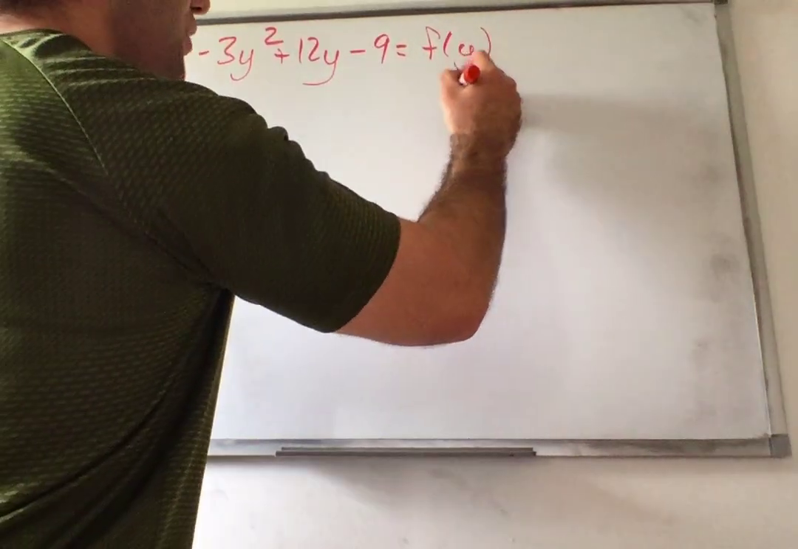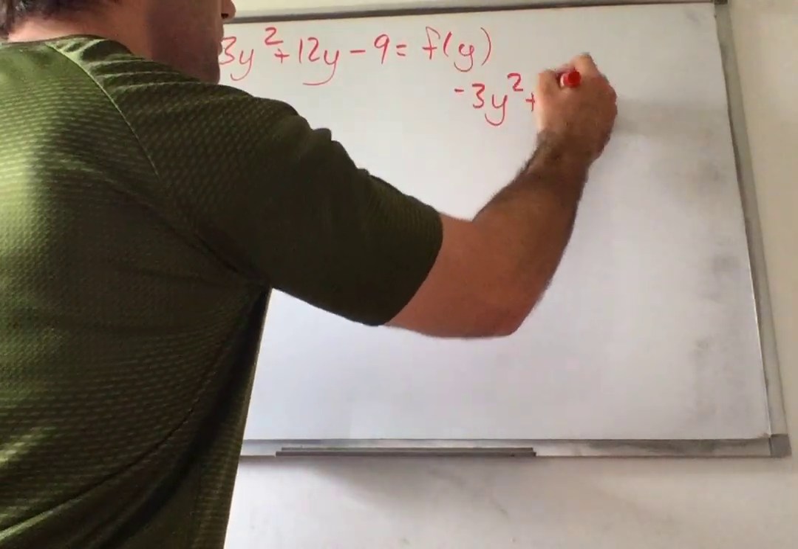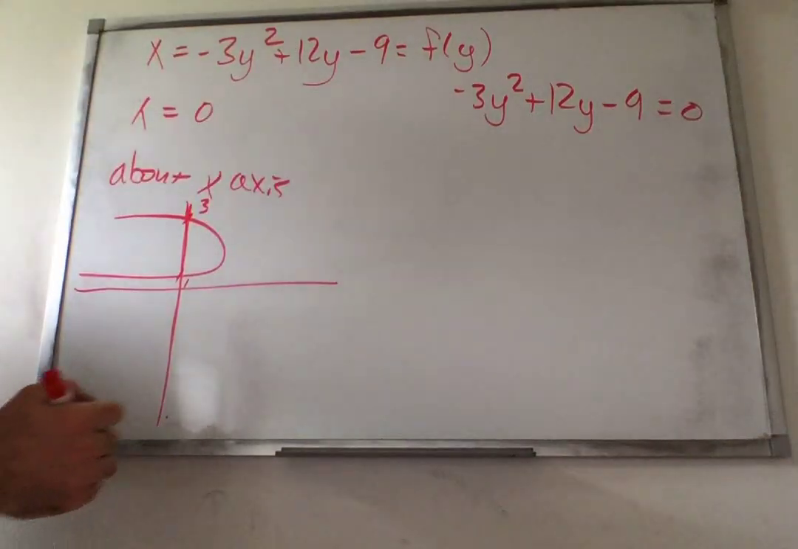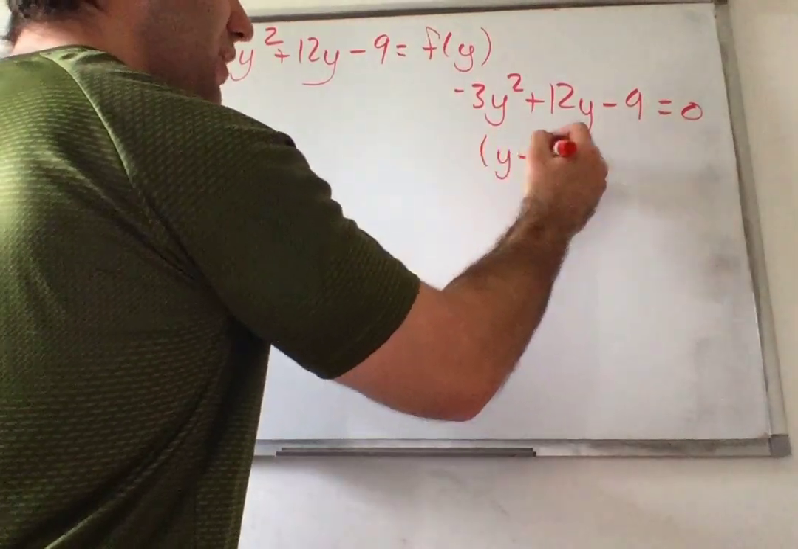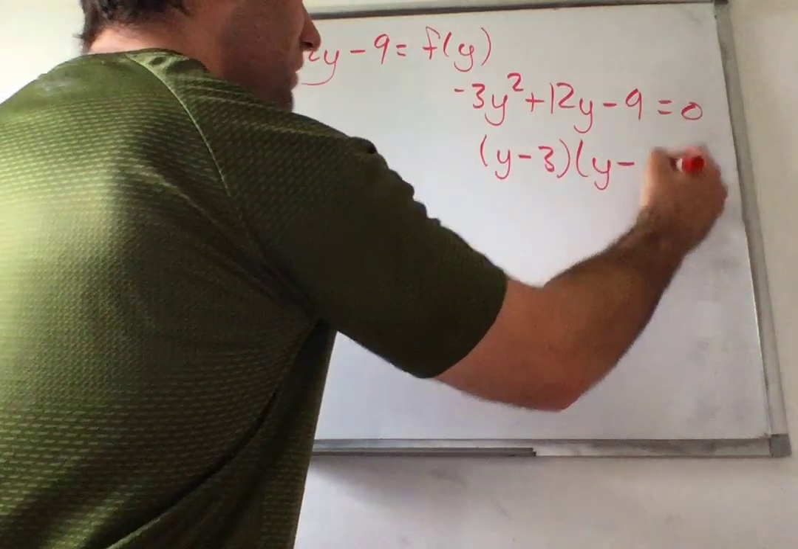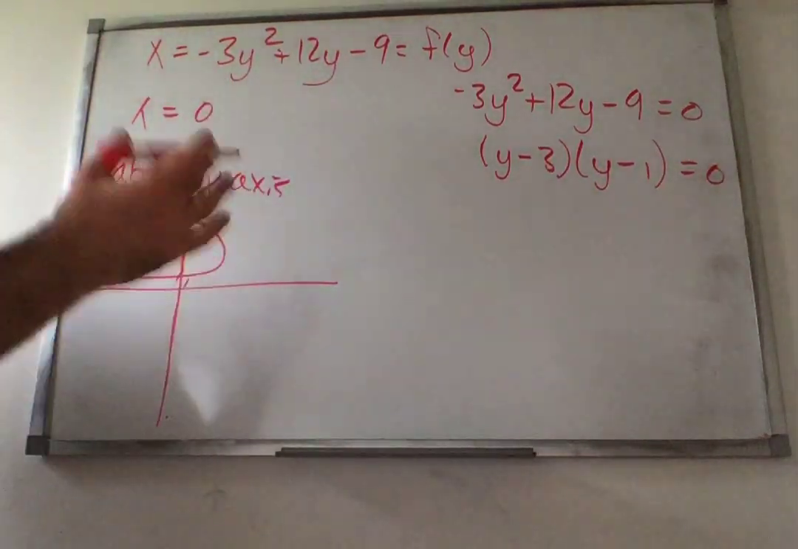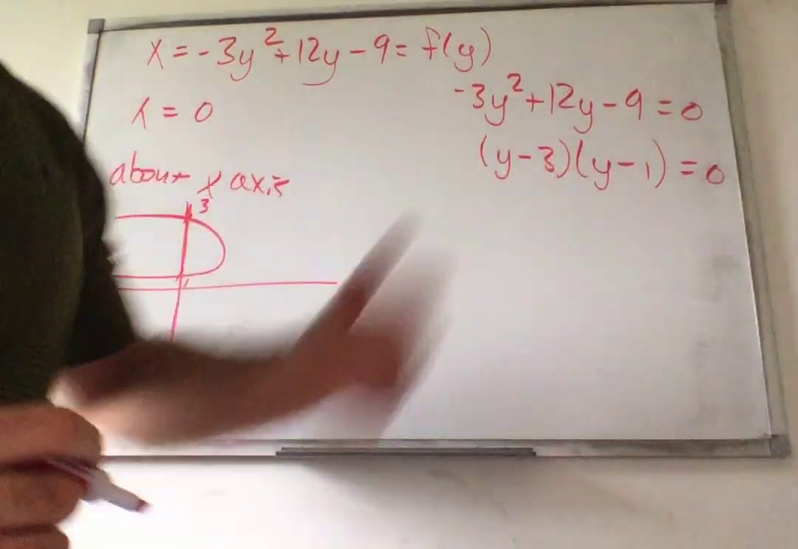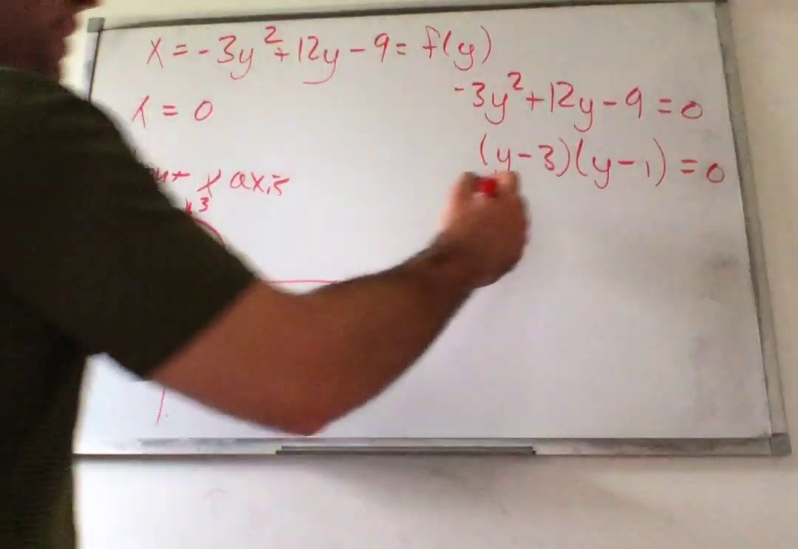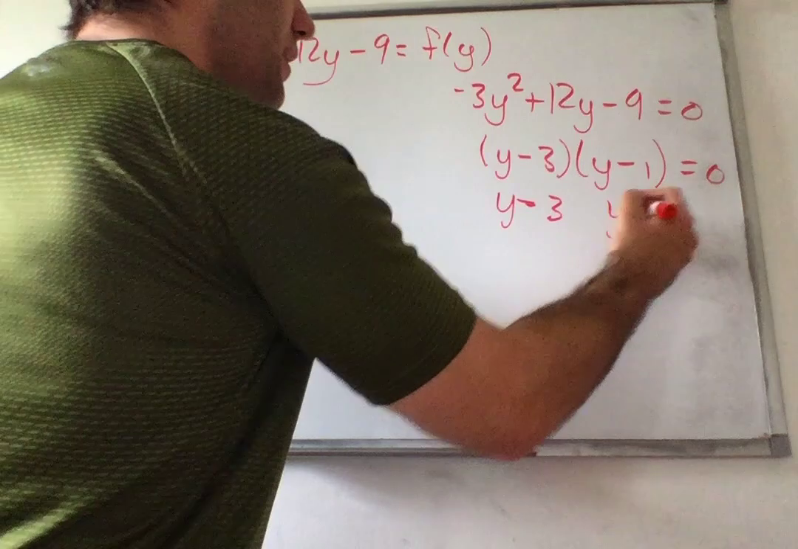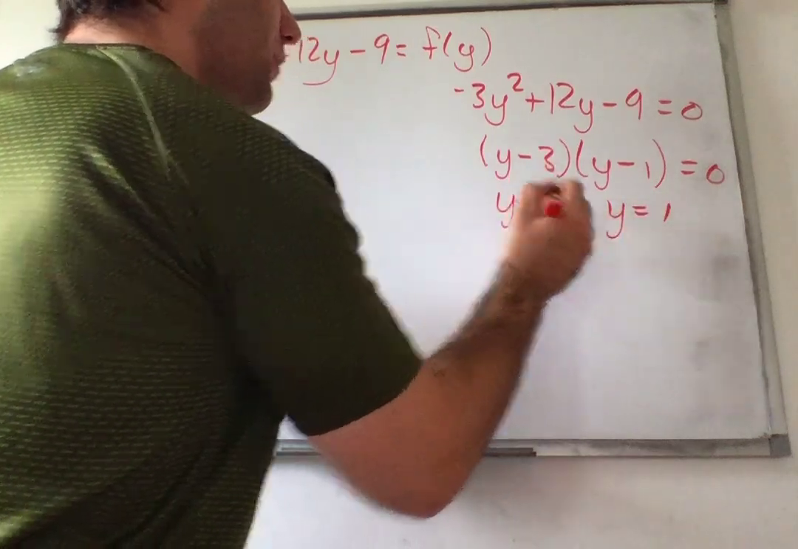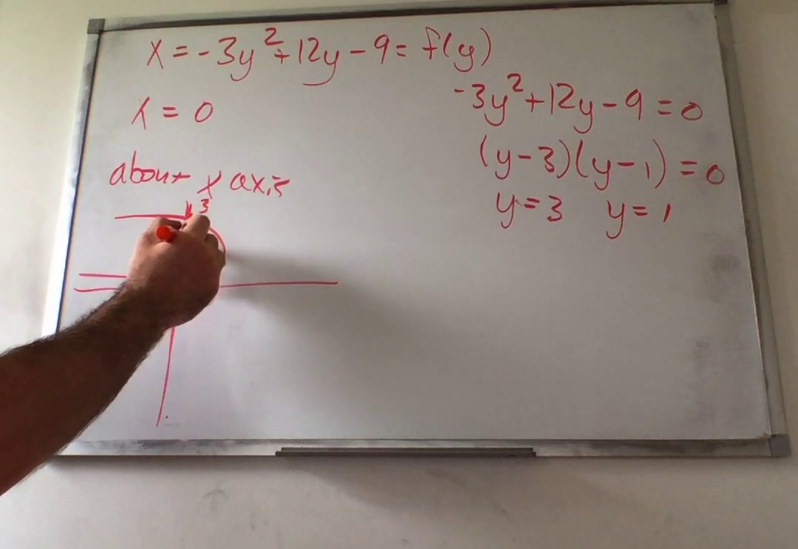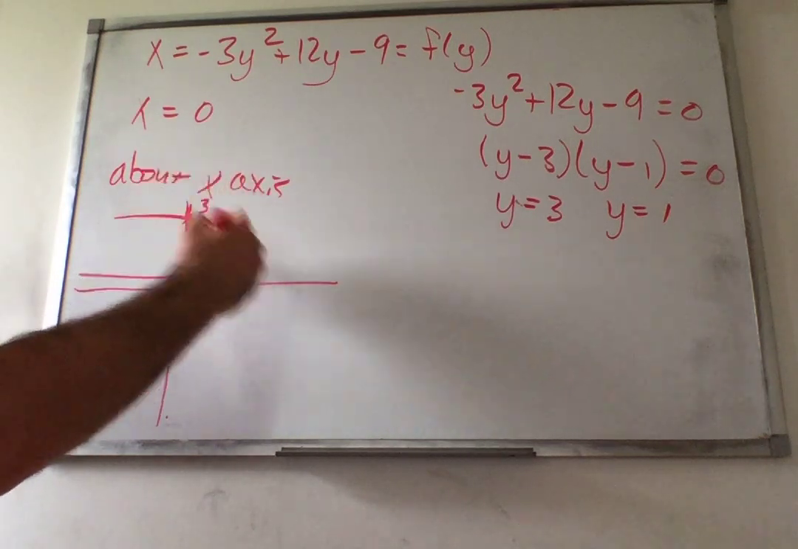How I get that, you just take this function right here, set it equal to 0, and factor. If you factor, you get y minus 3 and y minus 1 equals 0. I just did that really quick for you guys, but if you were to divide everything by negative 3 and factor, that is what you get. So you get y is equal to 3 and y is equal to 1. So it's this right here that we're revolving around the x-axis.